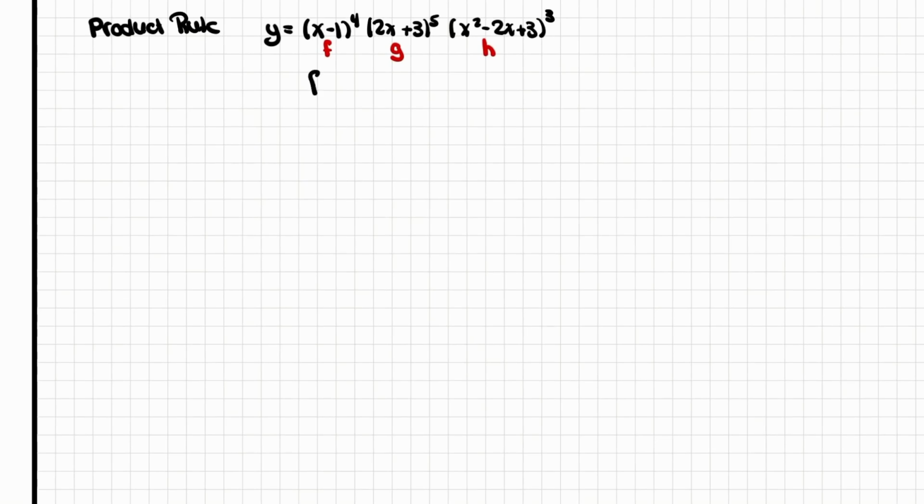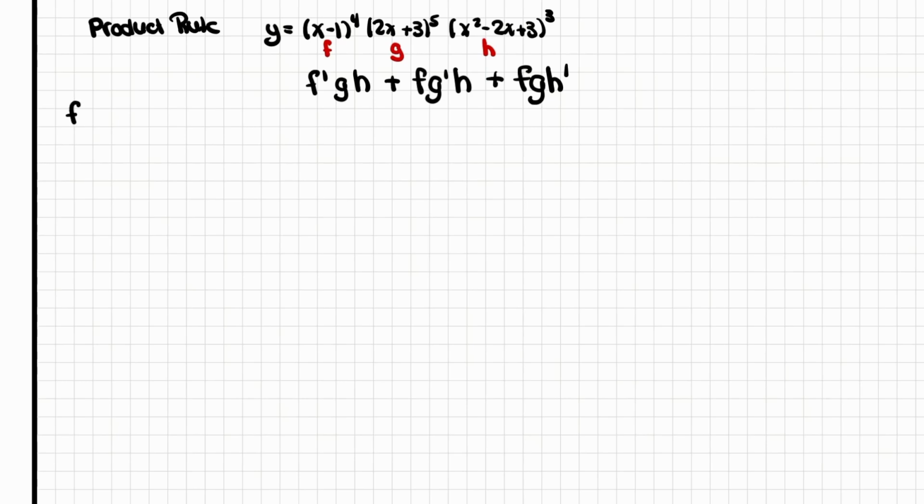We have the derivative of the first times the second and the third, plus the first times the derivative of the second times the third, plus the first times the second times the derivative of the third. So we've just gone down the chain, taking the derivative of one at a time and multiplying by the regular function of the other two, and then adding them all together. To help us set this up, let's start by writing down what we know.